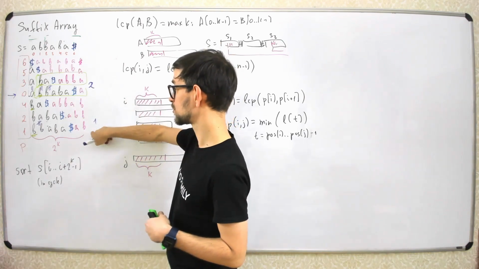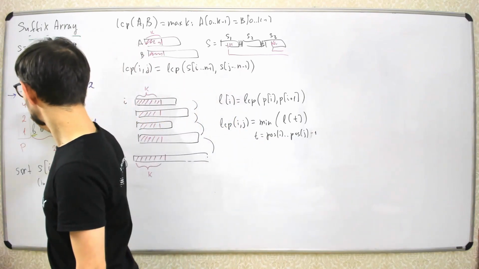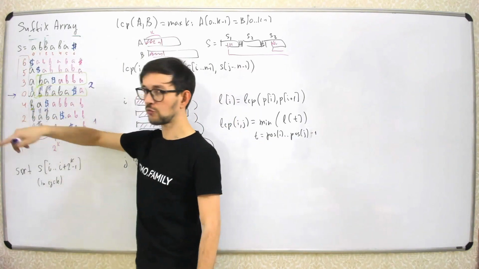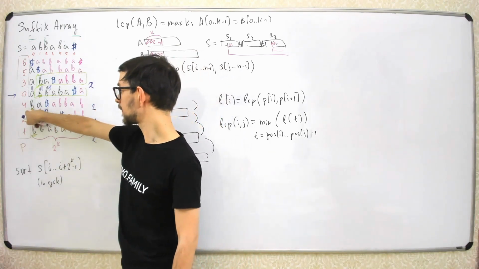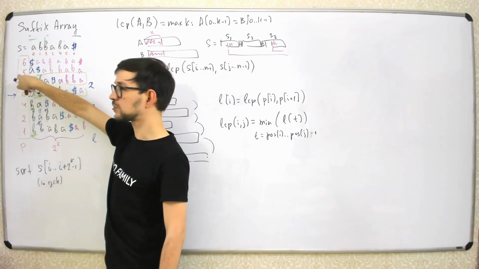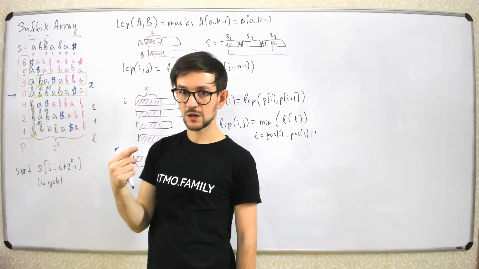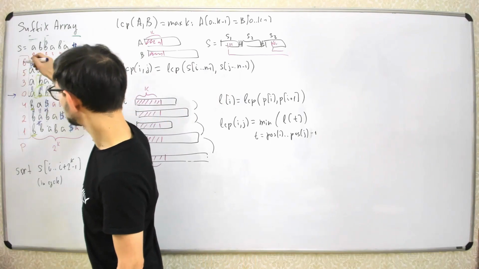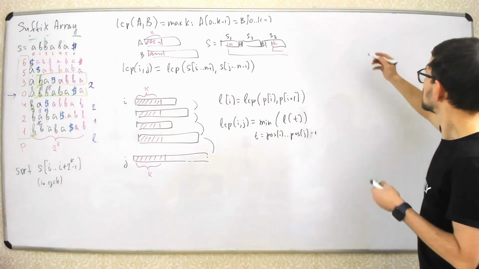Now again, we move to suffix 1. Compare first characters. This character is equal, this character is equal, not equal. Again, when we move from 2 to 3, we know that we have 2 common characters here. So suffix 3 and the previous suffix must have at least 1 common character. So we can skip this first character and go to the second. And so on. Let me write it down here.